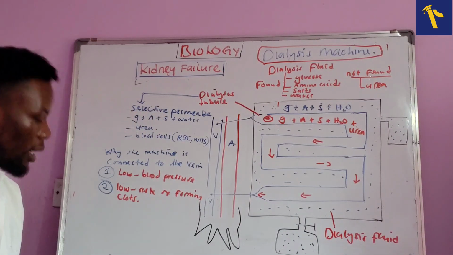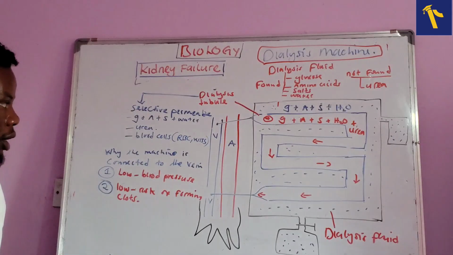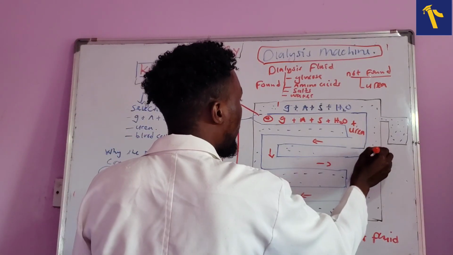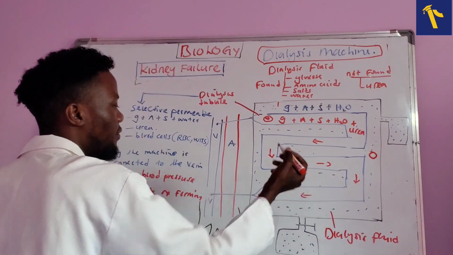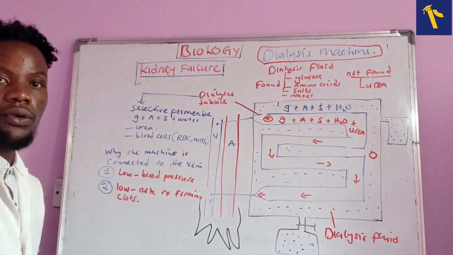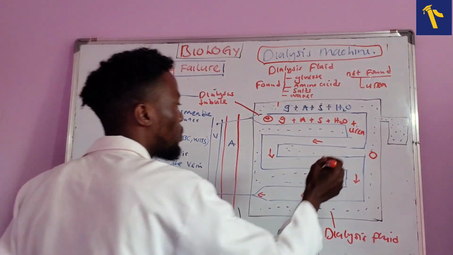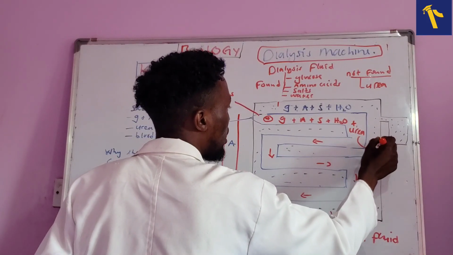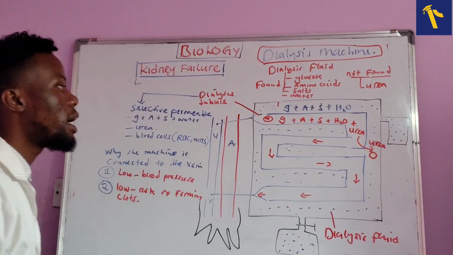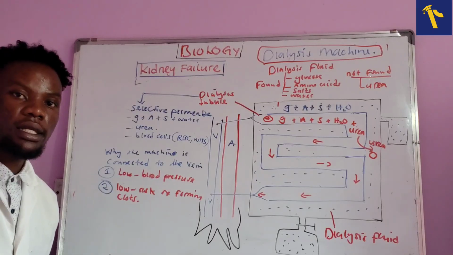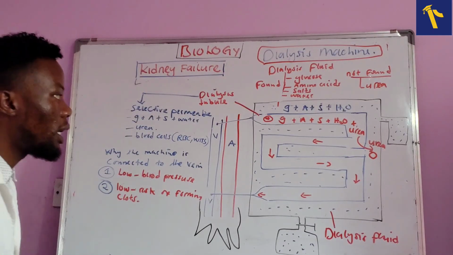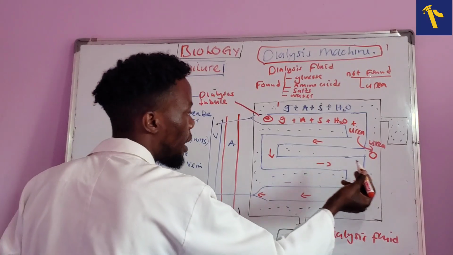Alright? Now, let's go to urea. As you can see, urea here, there is no urea. There is zero urea in the dialysis fluid. If there is zero urea in the dialysis fluid, what do you think is going to happen? Urea will come out of what? Will come out of the dialysis tube, because we said dialysis tube is selectively permeable. It allows smaller substances to pass through.